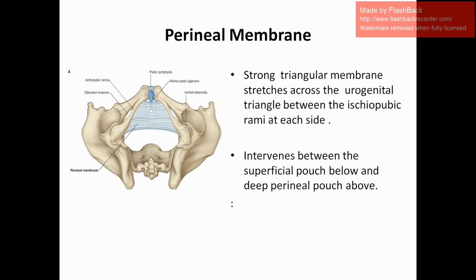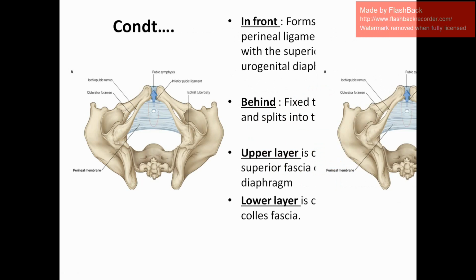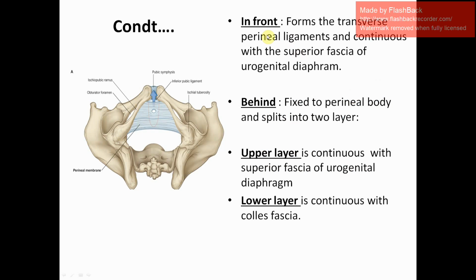Now we'll see what exactly the perineal membrane is. Perineal membrane is a strong triangular membrane that stretches across the urogenital triangle between the ischiopubic rami on each side. It intervenes between the superficial pouch below and deep perineal pouch above. In front, it forms the transverse perineal ligament, and it continues with the superficial fascia of urogenital diaphragm.